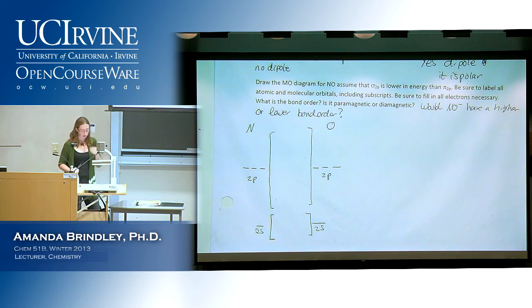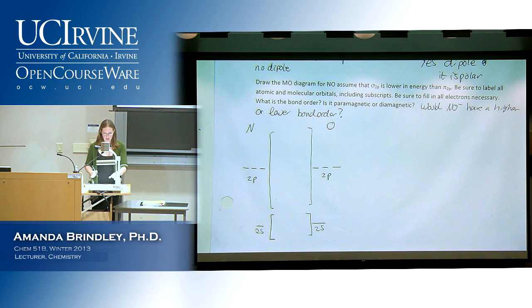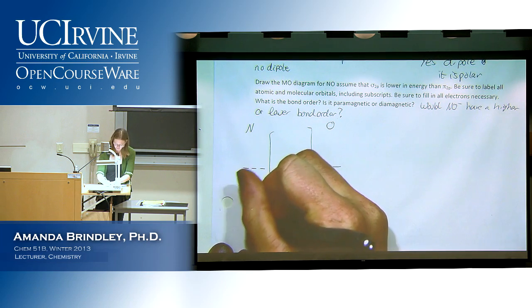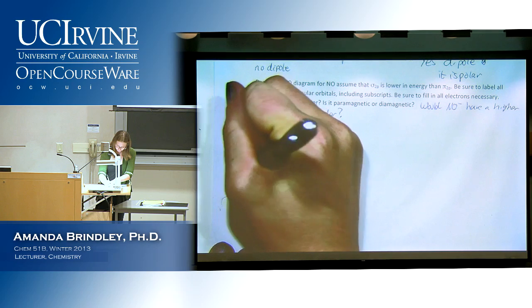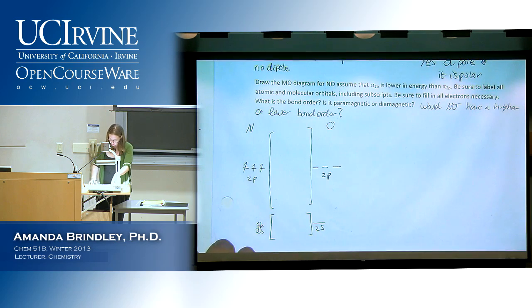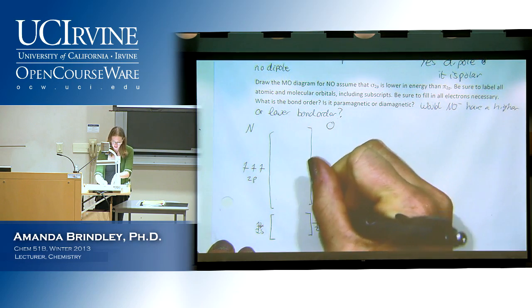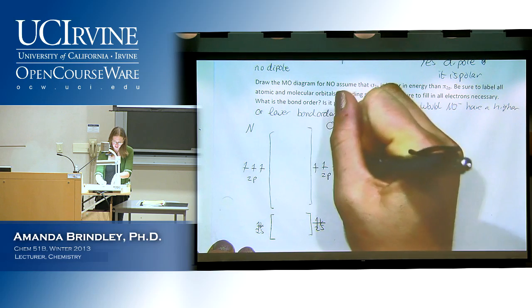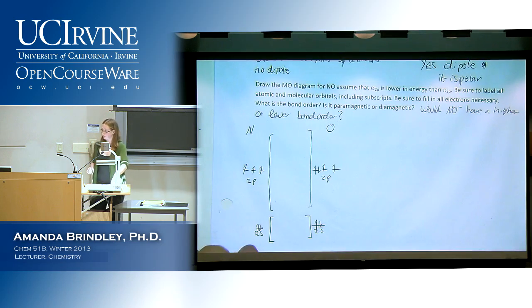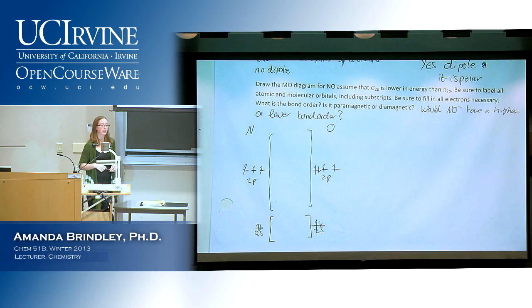That's kind of our starting point. So we can fill in for nitrogen. How many valence electrons do we have? 5. And how many for oxygen? 6. Okay. So now we can draw this.